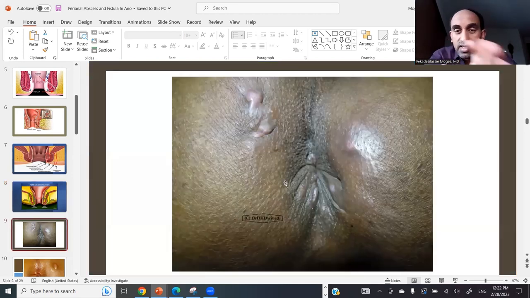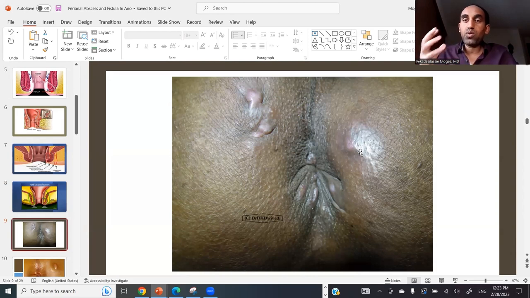So this is a physical examination finding. You can see there is some nodularity. This guy has multiple fistulas for sure, and some of them are obliterated already. That's why we always advise patients to come to us whenever they have an active discharge, because otherwise you cannot see the external opening. If there is an active discharge, you can identify the external opening, so diagnosis becomes easy, okay?